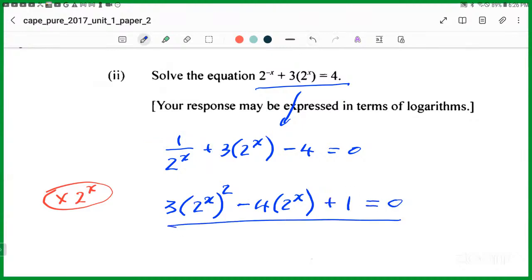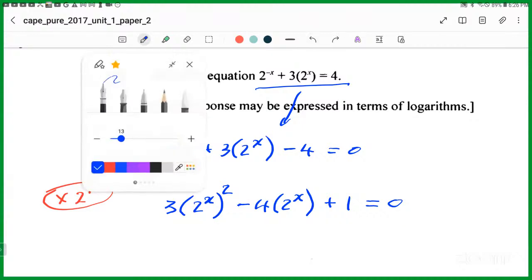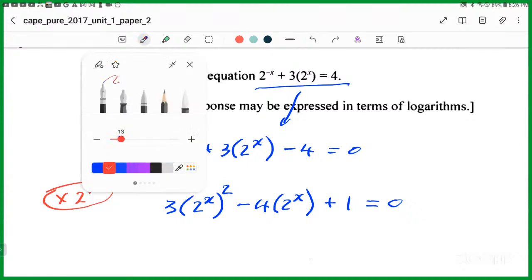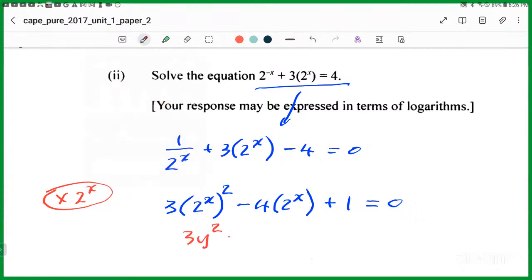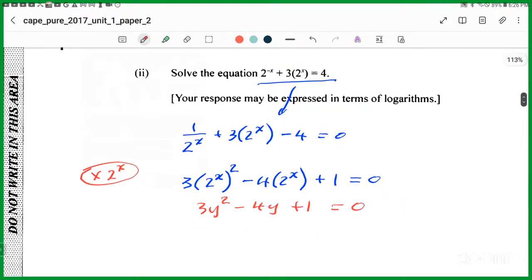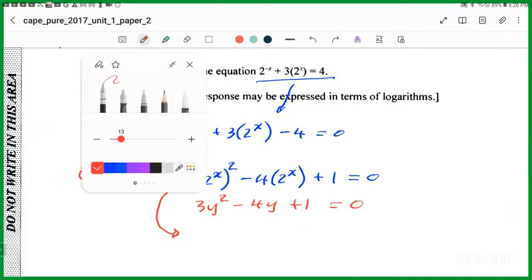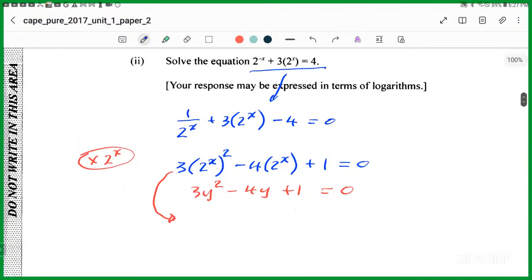So I now have my quadratic. This is just like 3y squared minus 4y plus 1 equals 0. Some persons would write it like this: solve for y, then put back y equals 2 to the x and then solve. But to me, that is a waste of time. I prefer to just work with this, seeing and knowing that my variable is 2 to the x. So I wanted to practice it that way. That's why you have to improve.